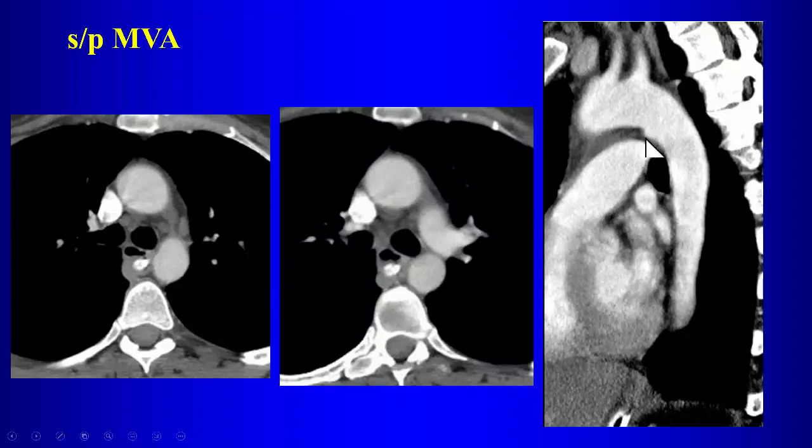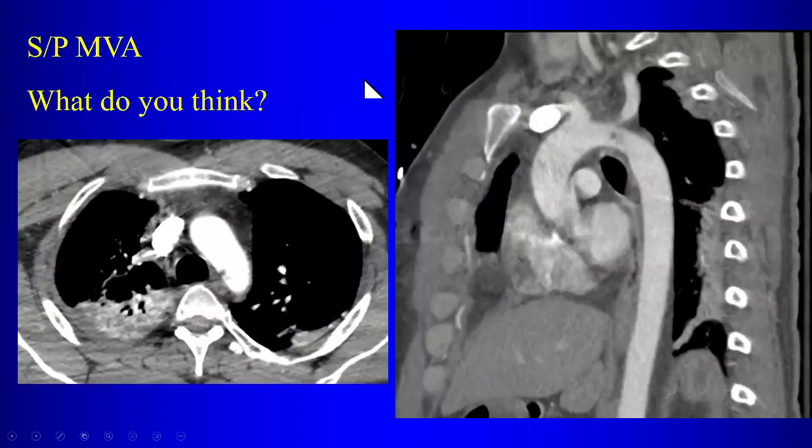Another patient with motor vehicle accident. This is a ductus diverticulum, right? Here there's no hematoma, it's very smooth. This is a ductus diverticulum. Do not mistake this for injury to the aorta. Okay? So almost always there will be hematoma associated with that.